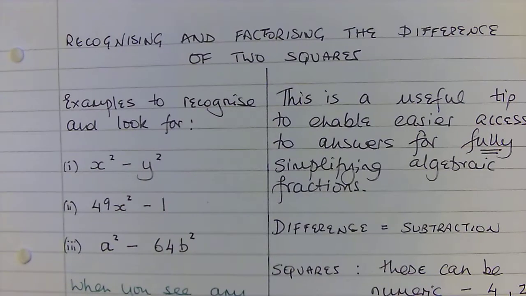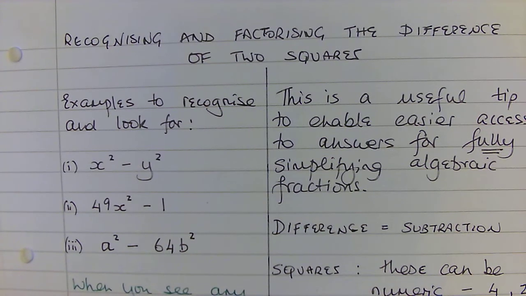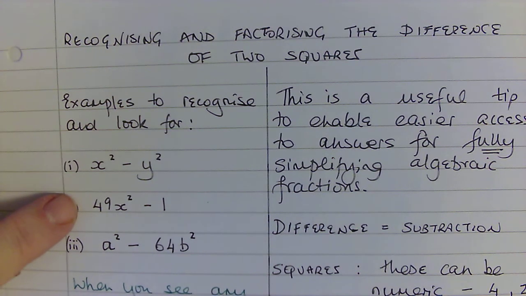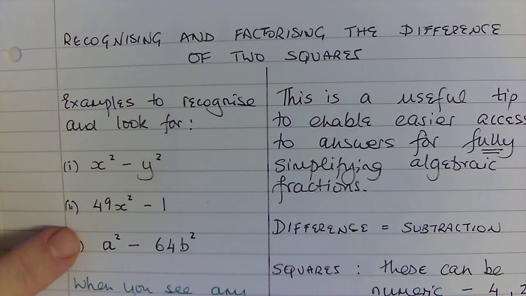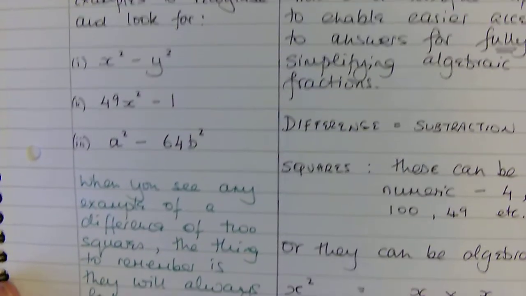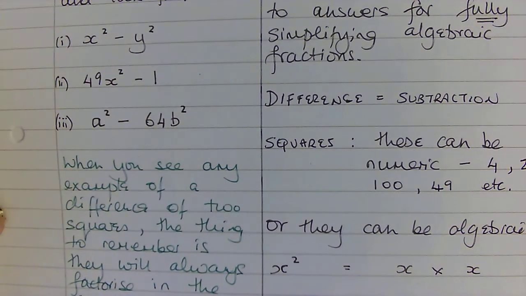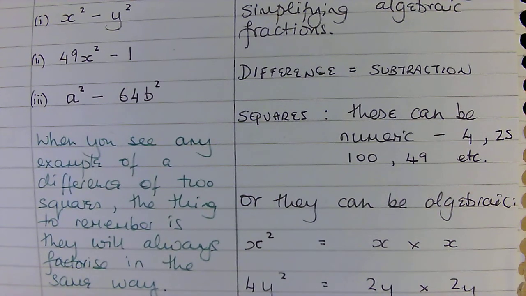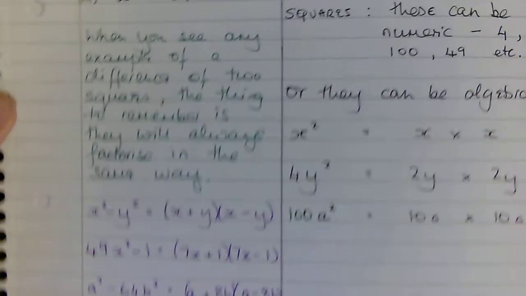The sorts of examples to recognise and look for, I've got 3 of those here. x squared minus y squared, 49x squared minus 1, a squared minus 64b squared. So when you see any example of the difference of two squares, the thing to remember is they will always factorise in the same way, and that is as follows.